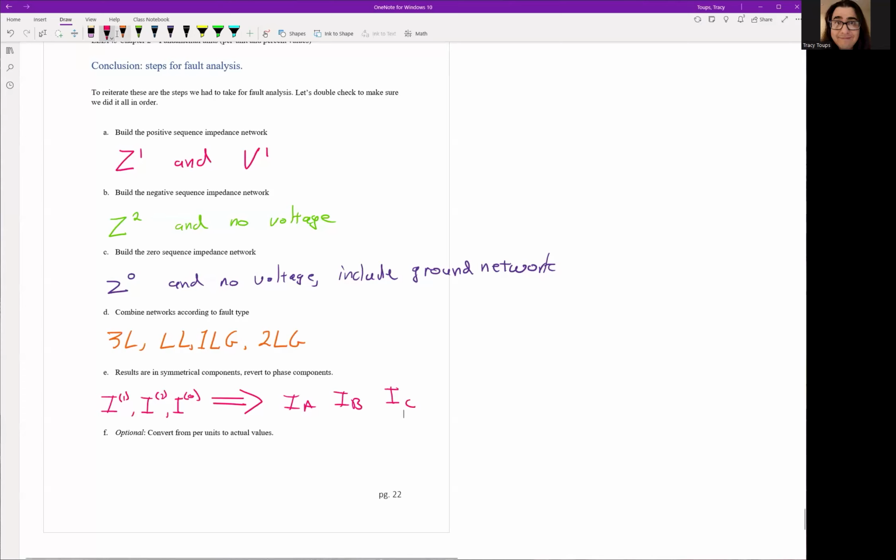Okay, so that's pretty much the whole shebang about symmetrical components and just a little introduction to fault analysis, right? So I think that's good enough for this week.